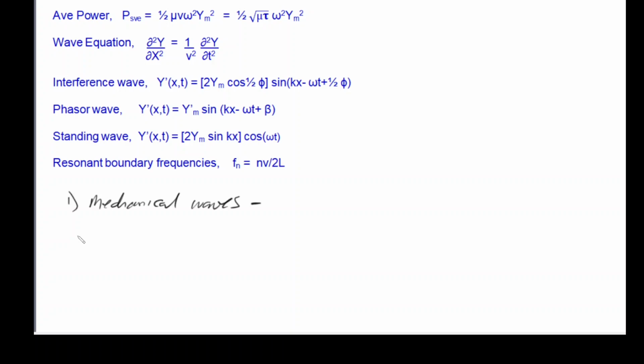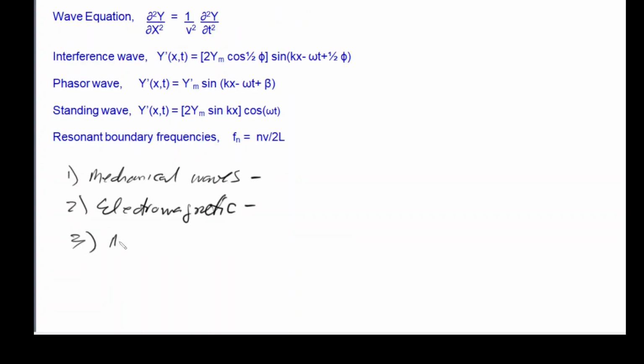They obey Newton's laws. The second type of wave is electromagnetic. And these are light, X-rays, radar, microwave, radio, and TV. They require no medium, and in a vacuum, they travel at the speed of light, c. The third type of waves are matter waves, and these are associated with fundamental particles such as electrons and protons and quantum mechanics. Today, however, we will look at mechanical waves.